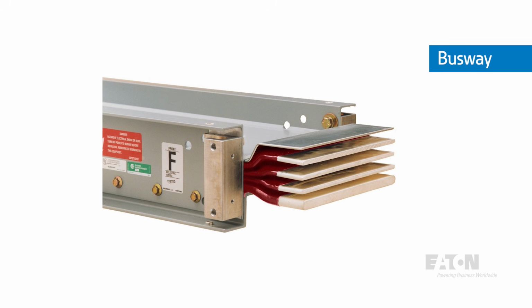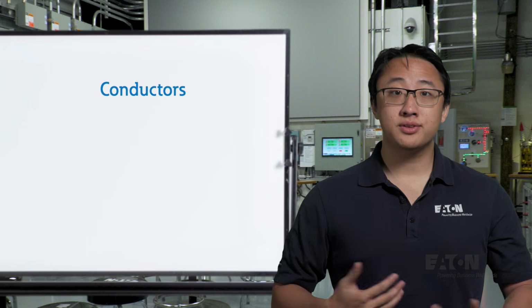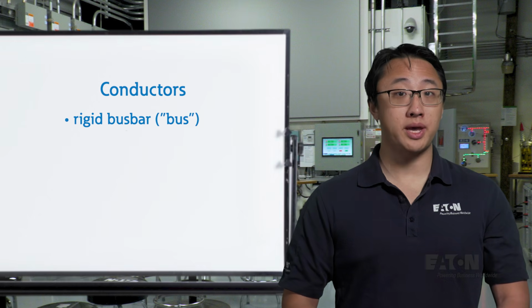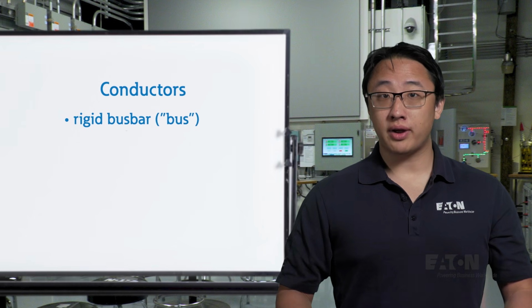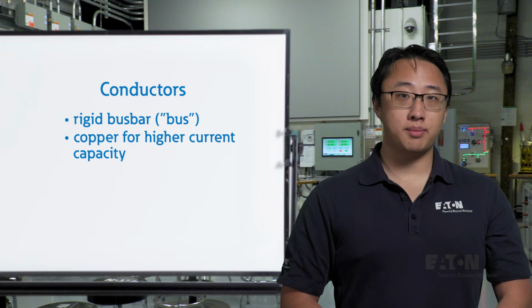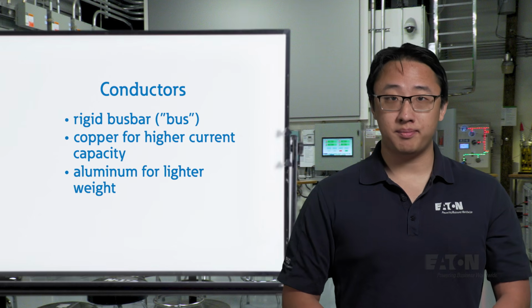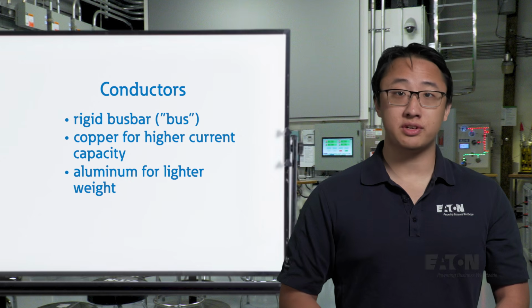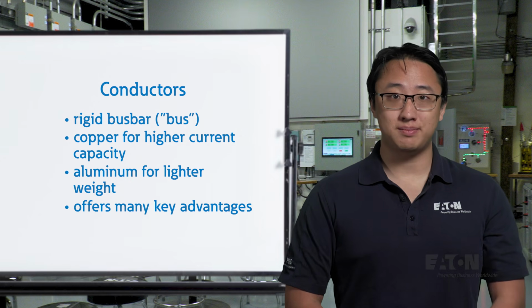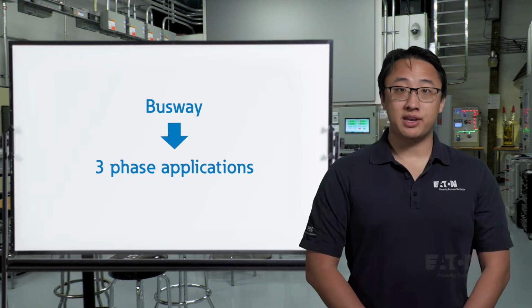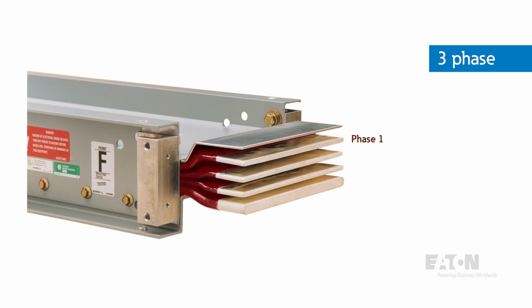Every piece has three main elements: conductors, insulation, and housing. The conductors are made out of rigid bus bar instead of flexible cabling. This is where the bus in Busway comes from. Just like normal wire, the metal can be copper for higher current capacity or aluminum for lighter weight. Making the conductors bars instead of wires gives Busway all of its key advantages, which we'll touch on in just a second. Busway is used in three-phase applications, so each piece will have three phase bars and may include a fourth bar for a neutral if required.